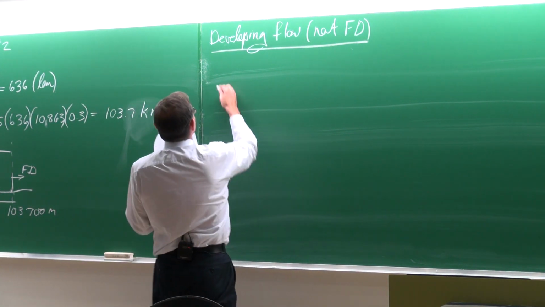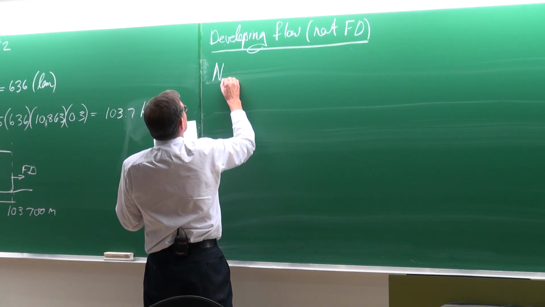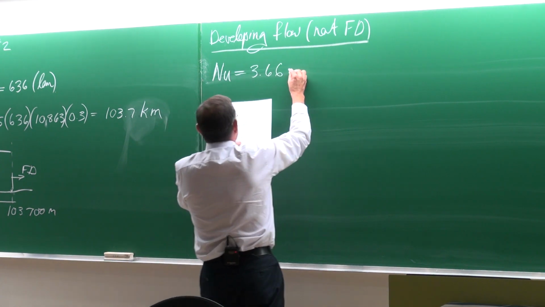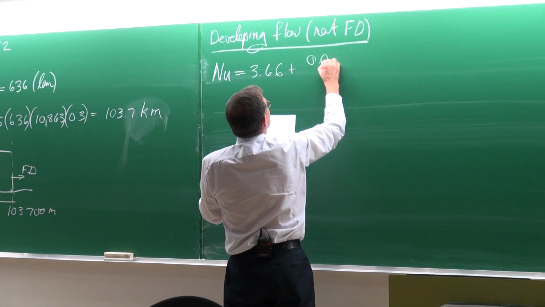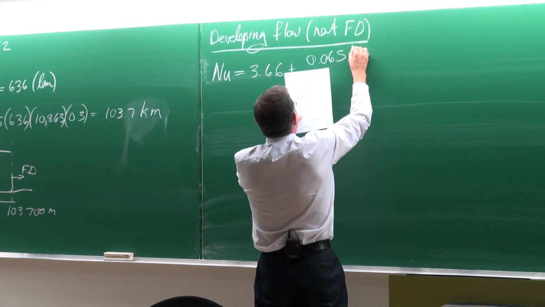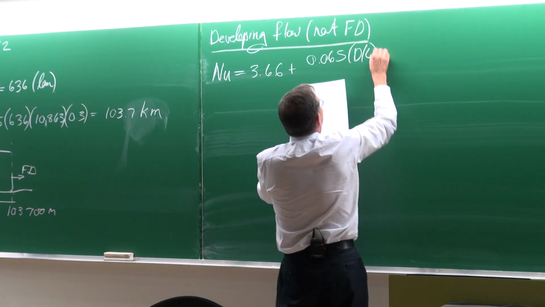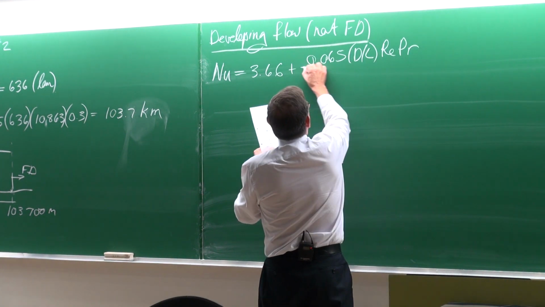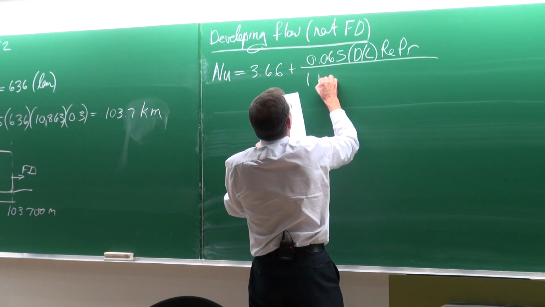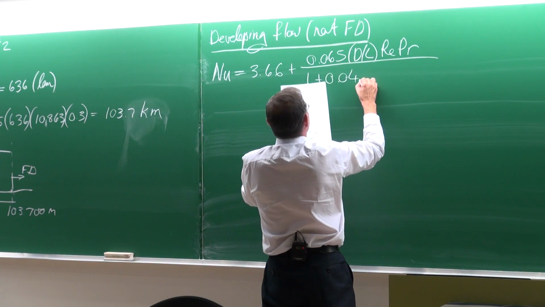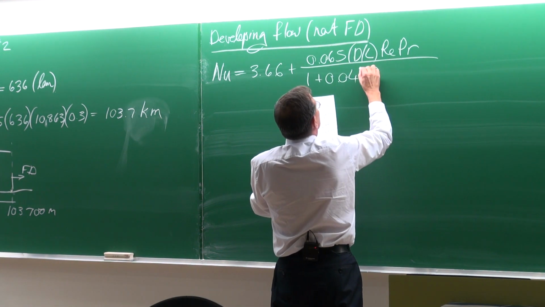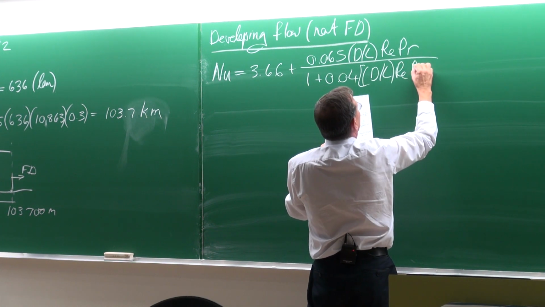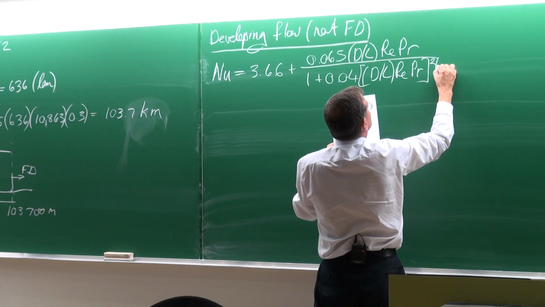the Edwards equation, and the Edwards equation says the Nusselt number is equal to 3.66 plus 0.065 multiplied by D over L multiplied by the Reynolds and Prandtl number, over 1 plus 0.04 D divided by L Reynolds Prandtl to the 2/3.